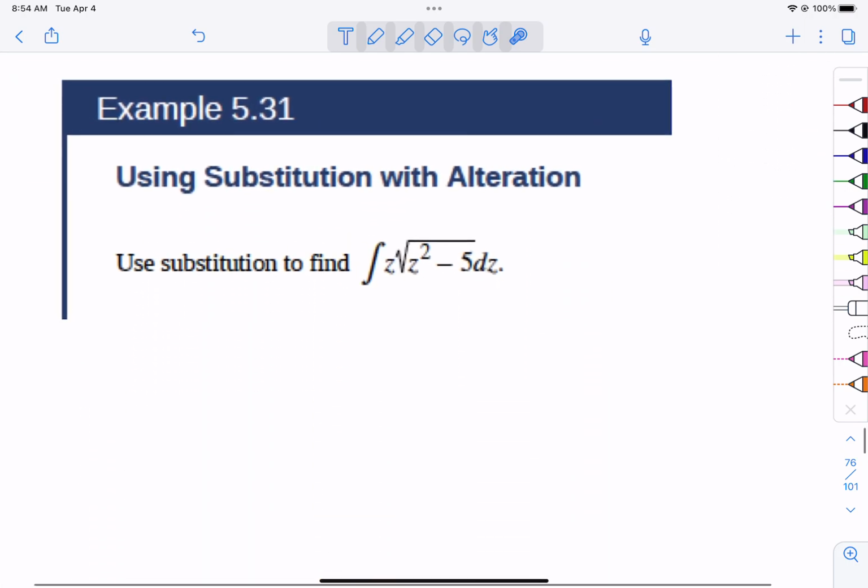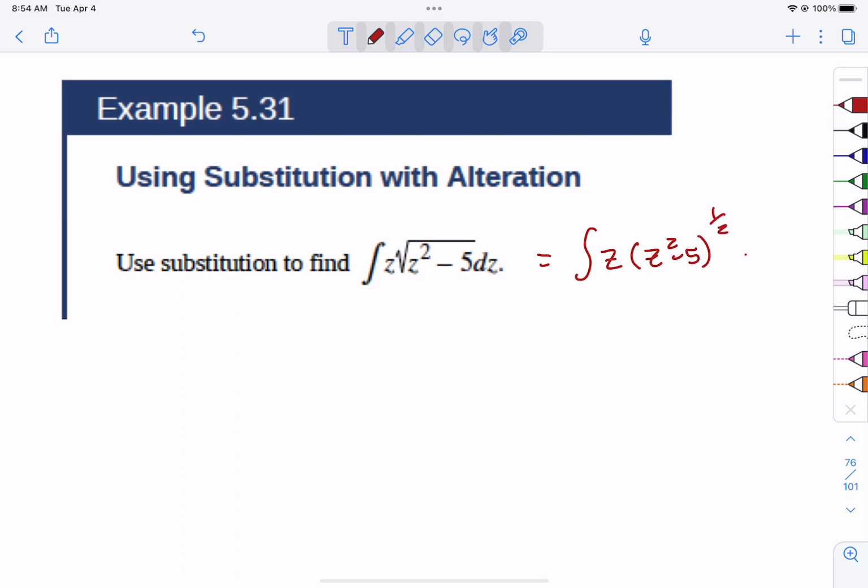Let's do another one. So we have a z squared minus 5 stuck in something. Most of the time, that's where you're going to look for the stuff. So let's do a little rewrite. Let's make that z times the quantity z squared minus 5 to the power of 1 half. So our stuff that appears to be stuck is our z squared minus 5. So let's try that.